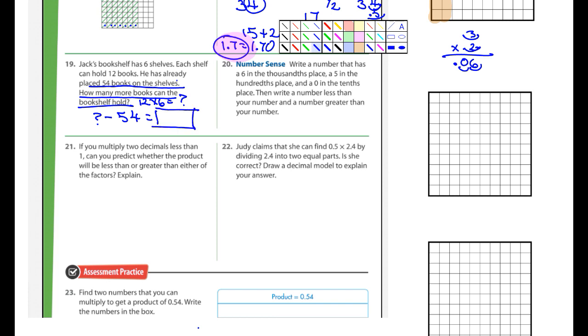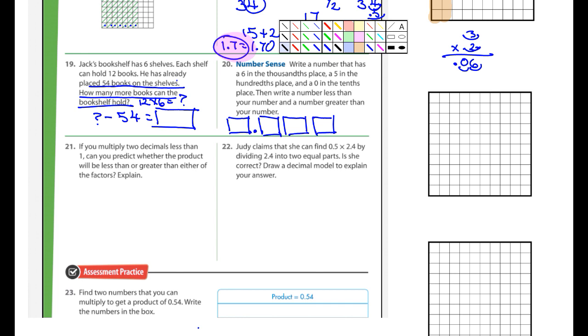Okay? Number 20, number sense. Write a number that has a 6 in the thousands place, a 5 in the hundreds place, and a 0 in the tens place. Okay, well, let's do that. So I'm going to write a number here. And so here, I'm going to put some blocks here to help us. And here's a decimal. There's the tens place. Here's the hundreds place. Here's the thousands place.